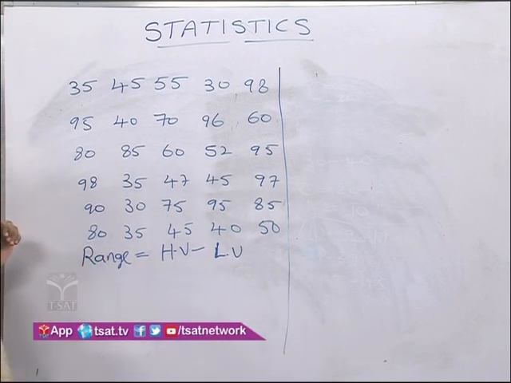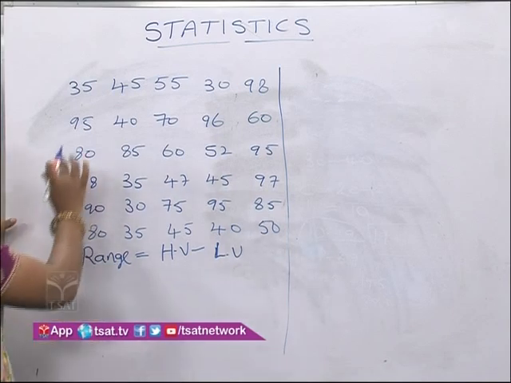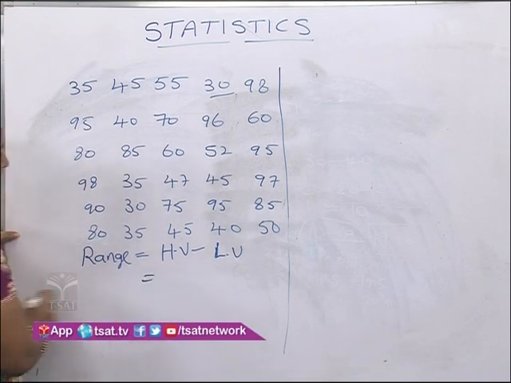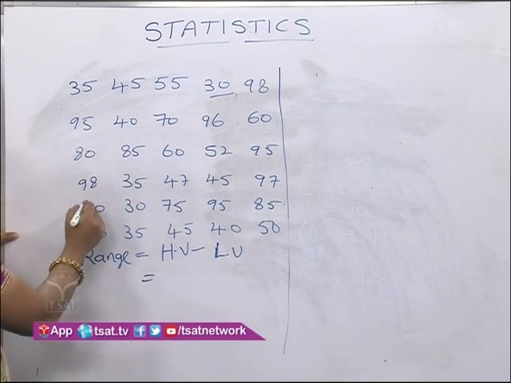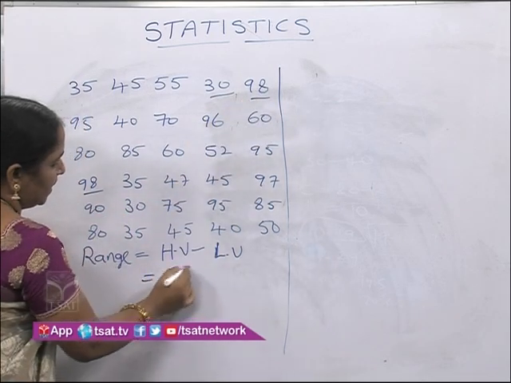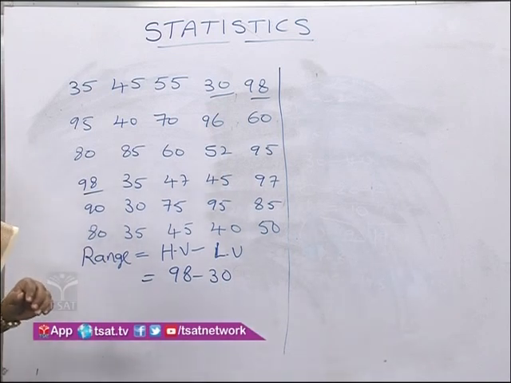Now we have to identify the smallest of all these observations. You are all observing this data now. Can you tell me the smallest of all the observations that I have written on the board? Yes, it is, I think, 30. 30 is the smallest, and greatest is 98. They are side by side, 30 and 98. So 98 minus 30. Now if you subtract, how much do we get?